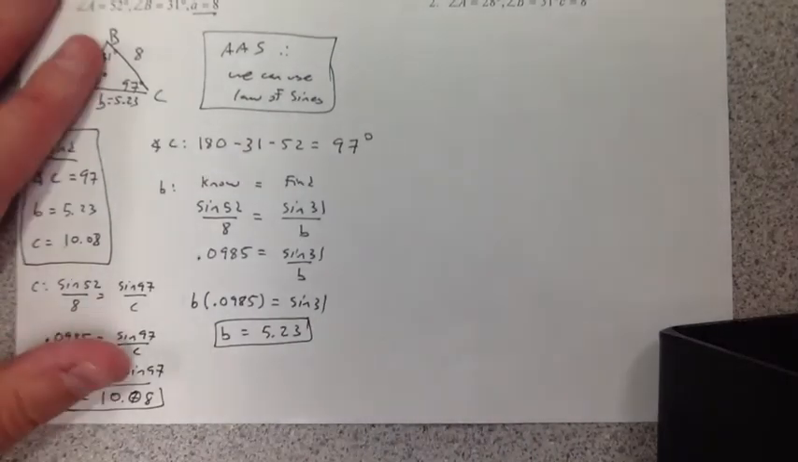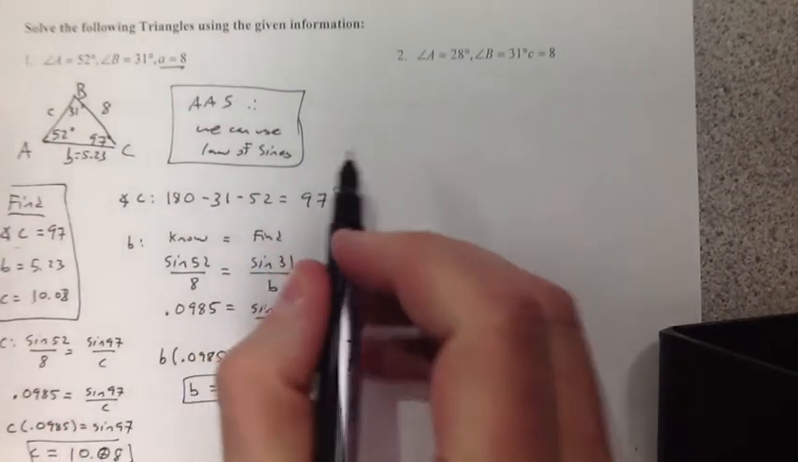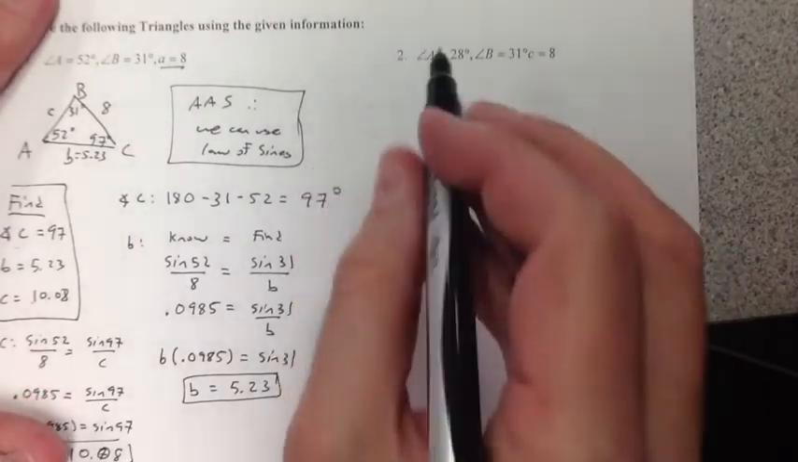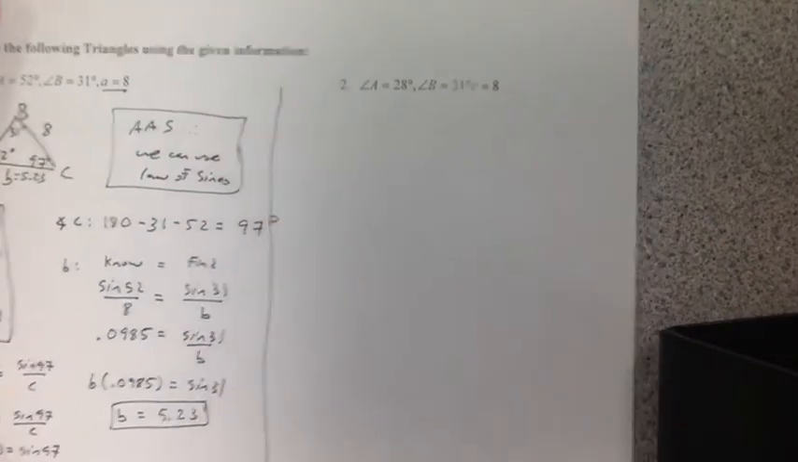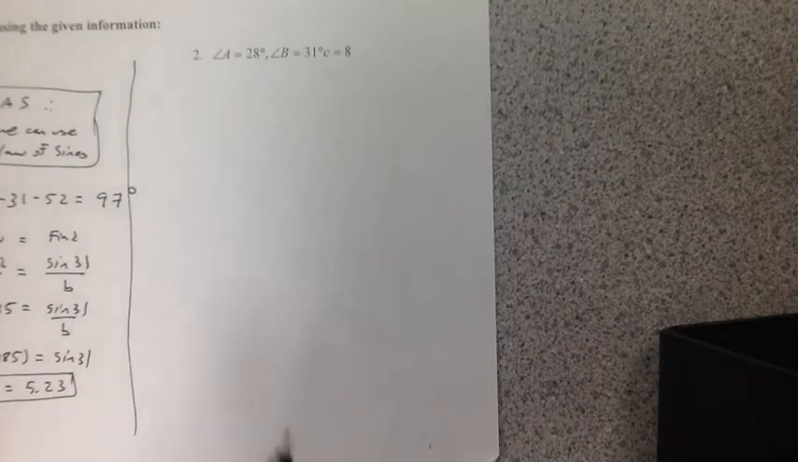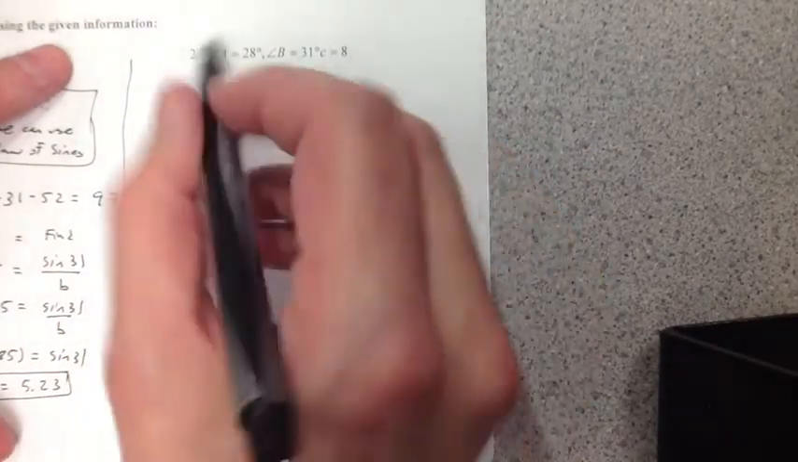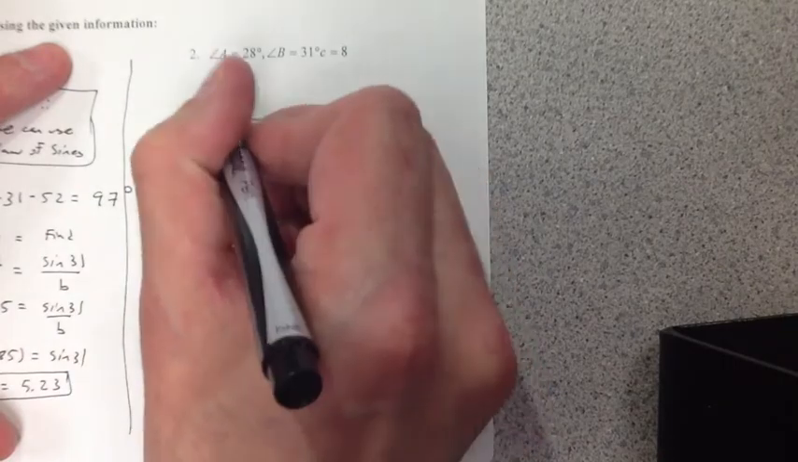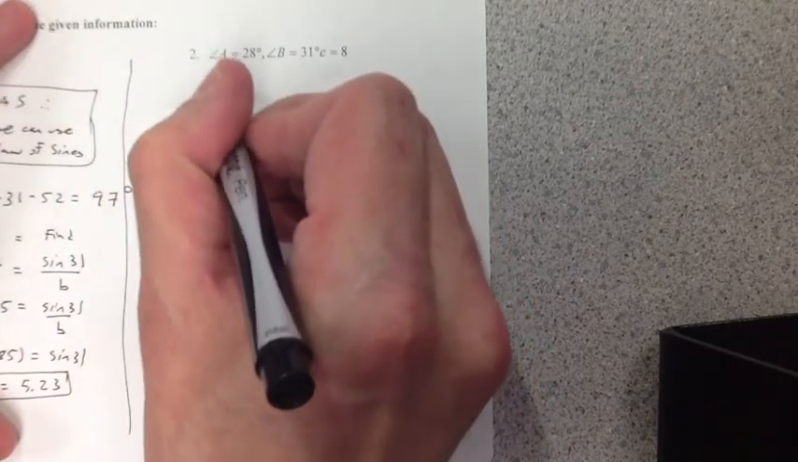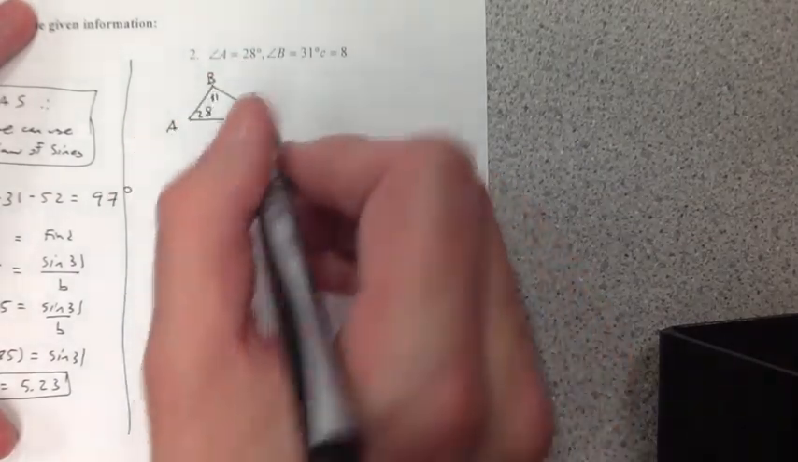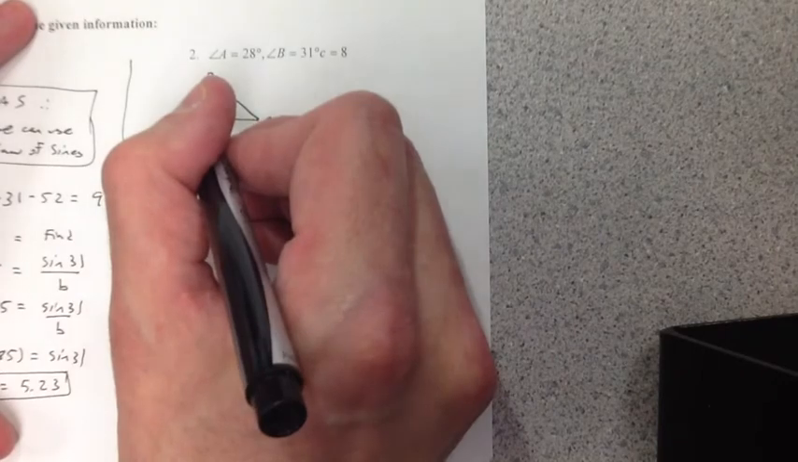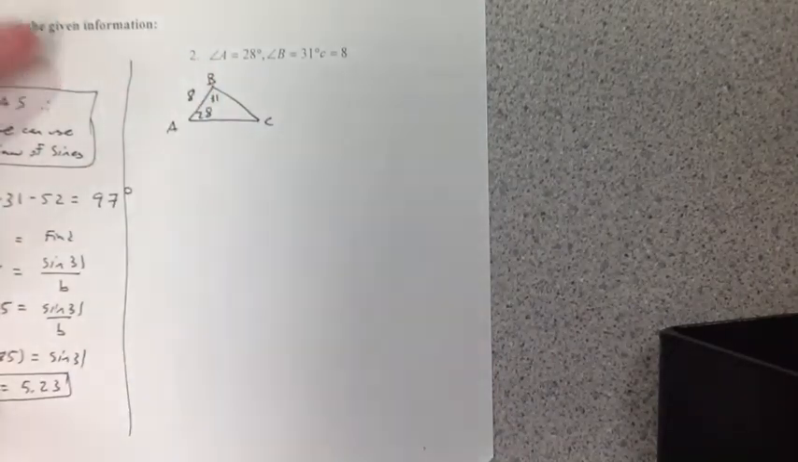All right. So let's take a look at number 2 here. Now we're going to start number 2 with you, and I would like you guys to finish this up, okay, because we got to talk about something else in just a little bit that's very big for us. Now for number 2, same idea. I'm going to draw my triangle. Here's A, here's B, here's C. A is 28, B is 31, little c is 8.